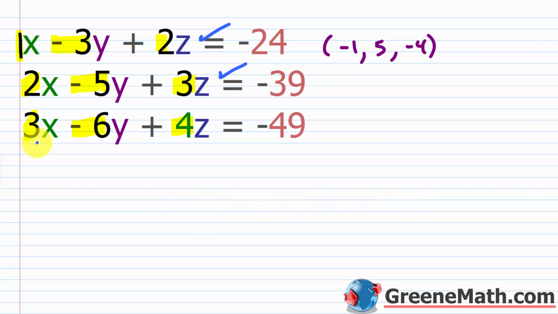So for the last one, you have 3 times negative 1, which is negative 3, and then minus 6 times 5, which is 30, and then plus 4 times negative 4, which is negative 16. This should equal negative 49. And of course it does, right? If you do negative 3 plus negative 30, you get negative 33. And negative 33 plus negative 16 is negative 49. So it works in all of them.